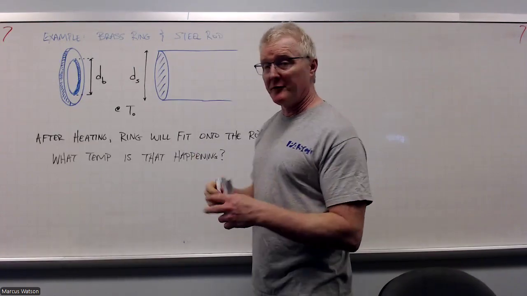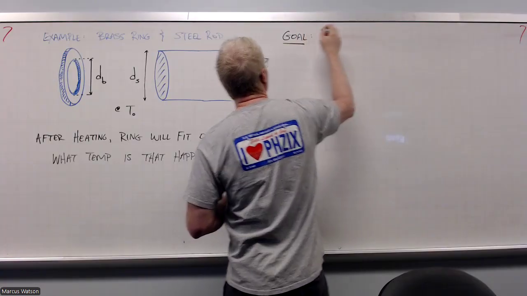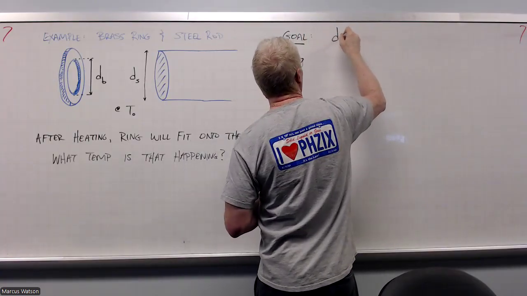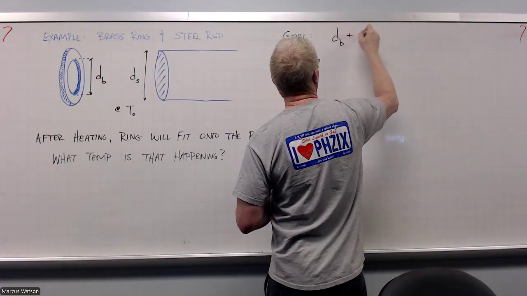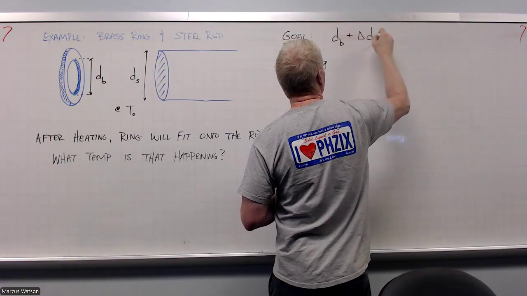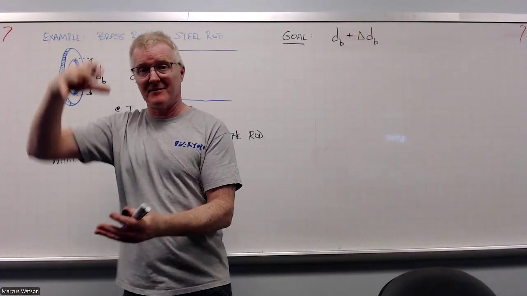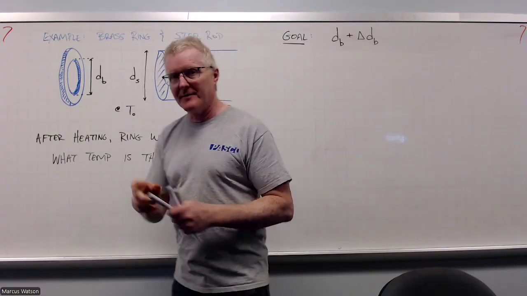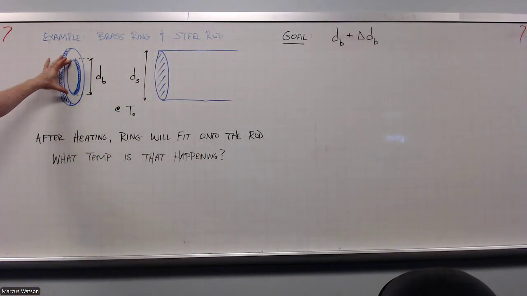So what I'm shooting for, my goal, is basically to have D of the brass ring plus delta D of the brass ring, right? And when I heated it, it's expanded, right? And oh, by the way, before we go a little further, I'm talking about the hole in the ring here, right? I'm talking about this opening.